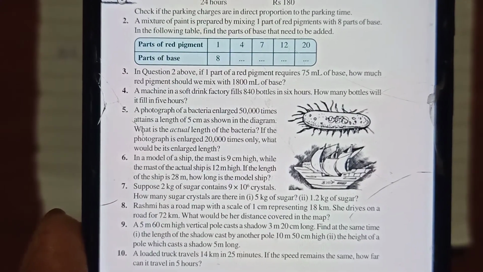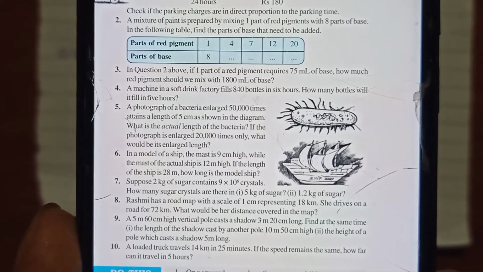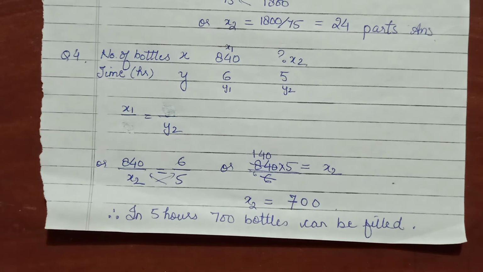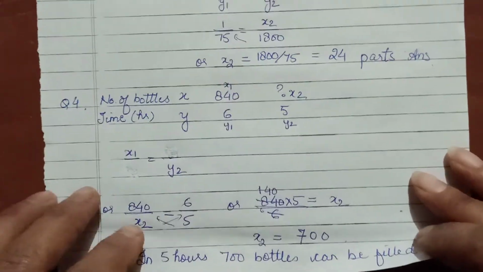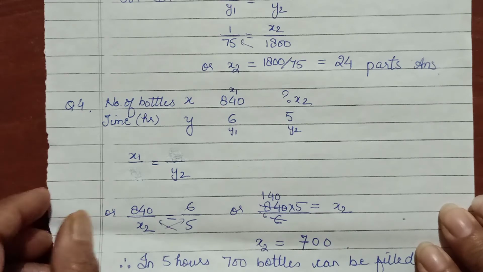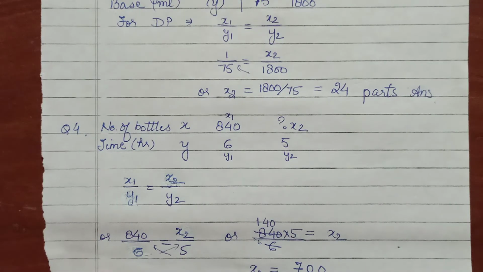Okay, now if you see the fourth one, they are saying that there is a machine which can fill 840 bottles in 6 hours. Then how many bottles will be filled in 5 hours? Okay, the more bottles we have, the more time would be required. So again, that's direct variation. If the number of bottles increases, then the time required is also increasing, right? So that is the first thing you need to find.